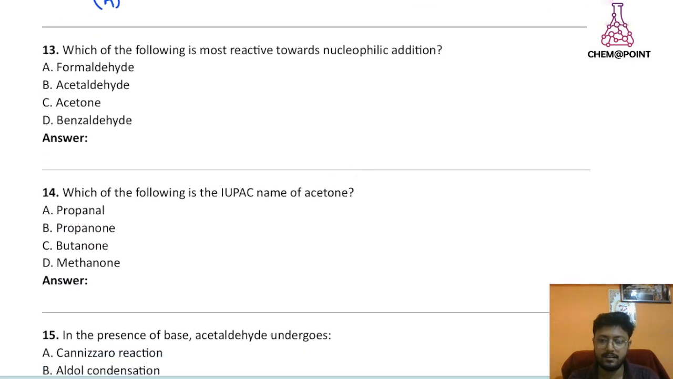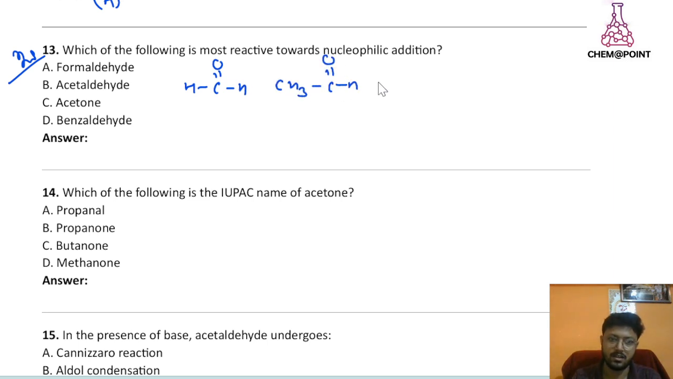Then question number 13. Which of the following is most reactive toward nucleophilic addition? It's a very important question. Formaldehyde, H C double bond O single bond H. Acetaldehyde, CH3 C double bond O single bond H. Acetone, CH3 C double bond O single bond CH3. Benzaldehyde, benzene ring attached to C double bond O single bond H.